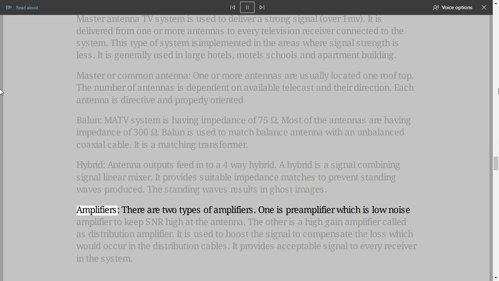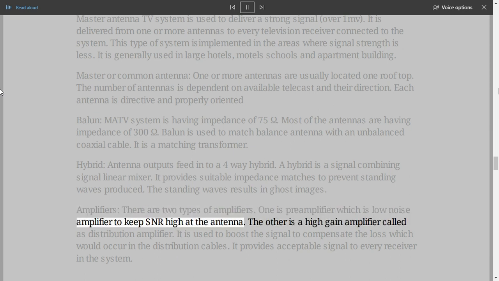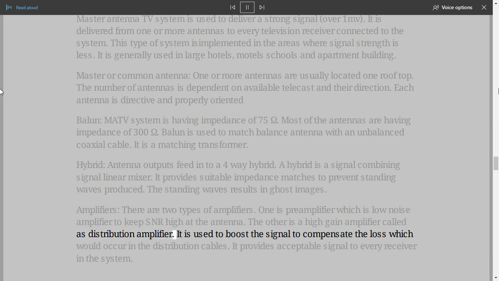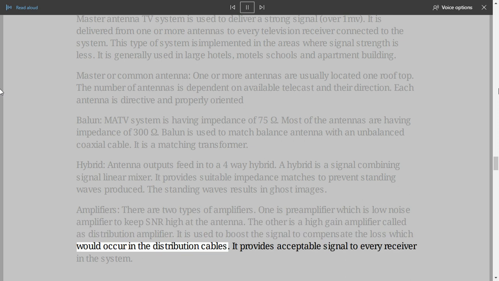Amplifiers. There are two types of amplifiers. One is the pre-amplifier, which is kept right at the antenna. The other is called the distribution amplifier. It is used to boost the signal to compensate for the loss which would occur in the distribution cables. It provides an acceptable signal to every receiver in the system.